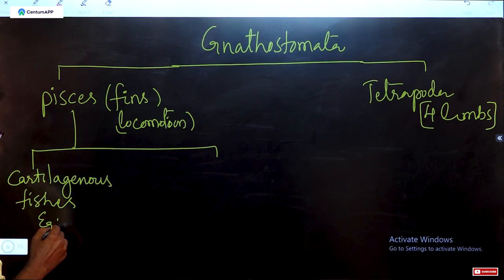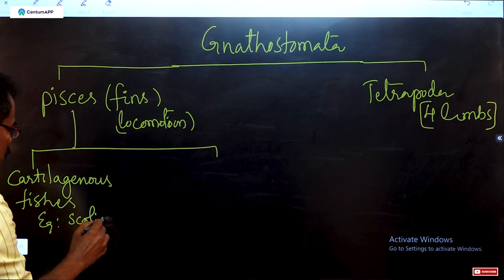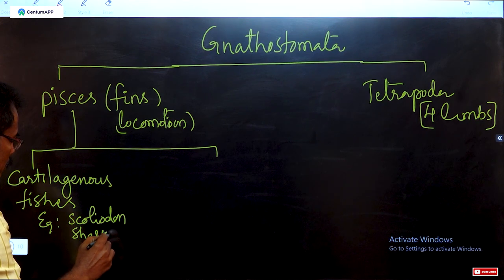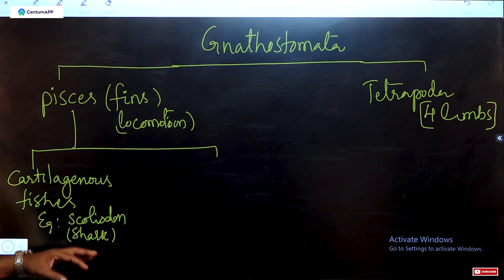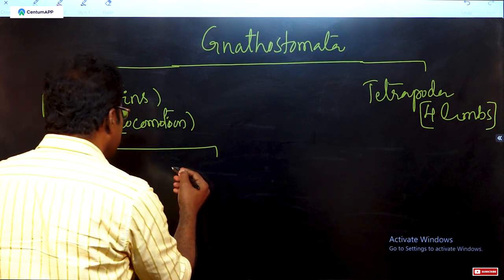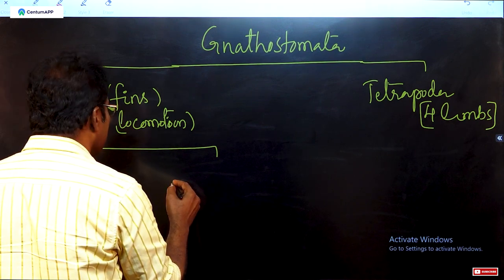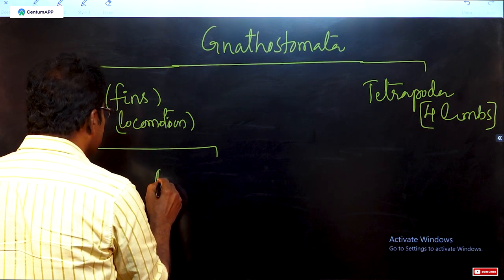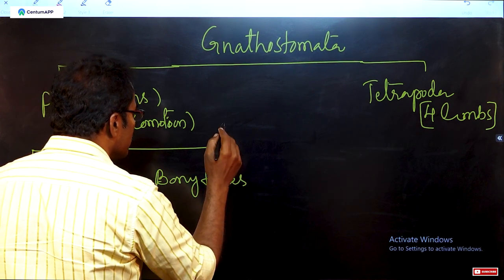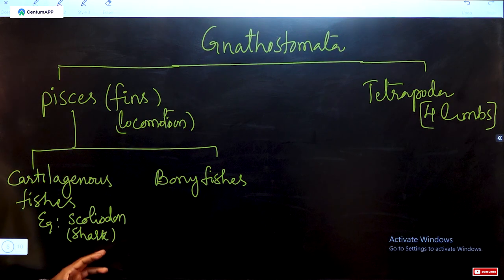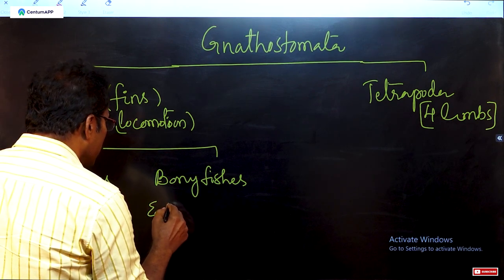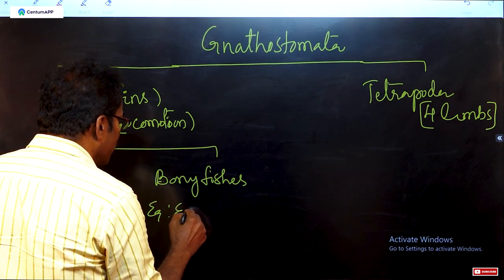Example, Scoliodon, that is shark, commonly called shark. In sharks, the endoskeleton is made up of cartilage only, and the second group of fishes are called bony fishes. Cartilaginous fishes are also called chondrichthyes, and bony fishes are also called osteichthyes. Example for this, all edible fishes.